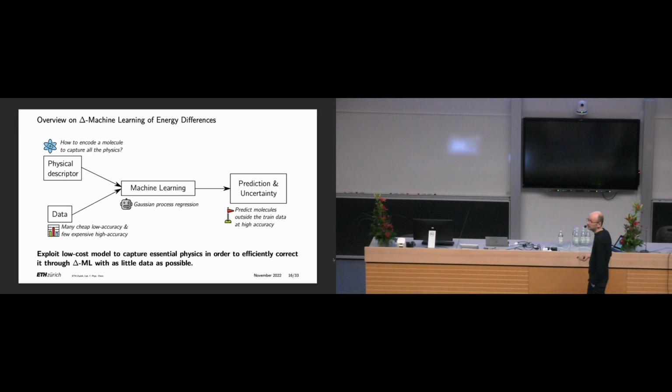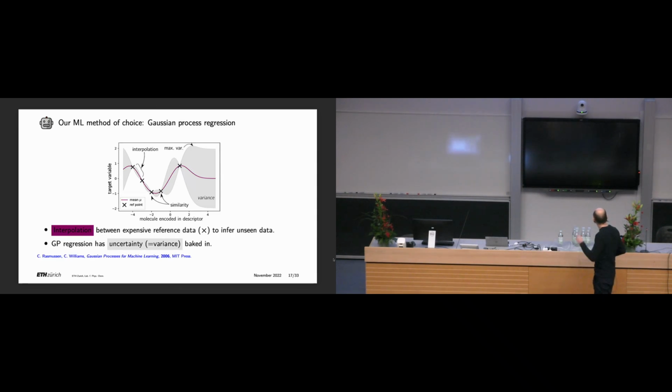We exploit a delta machine learning approach, which was, I think, pioneered also by Anatol, where the idea is that you learn differences rather than absolute values, and the hope is that you get away with less data. Our method of choice so far has been Gaussian process regression. You can also choose a different type of machine learning model, but so far, we have been pretty happy with Gaussian process regression.